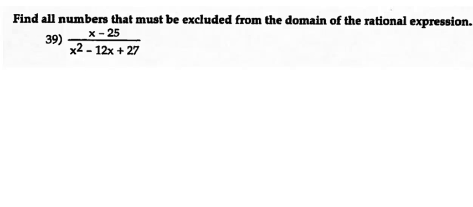Calc review number 39. The problem reads, find all numbers that must be excluded from the domain of a rational expression, which is essentially saying what are the only numbers that can't be substituted into this expression to actually generate a y value.